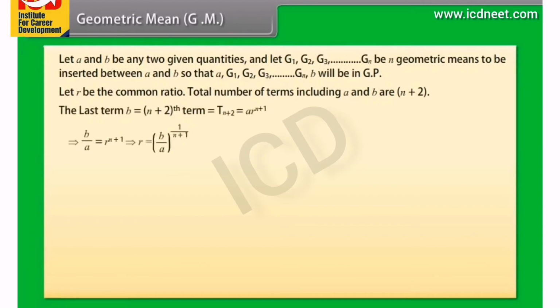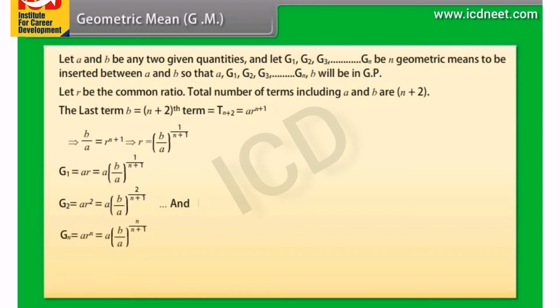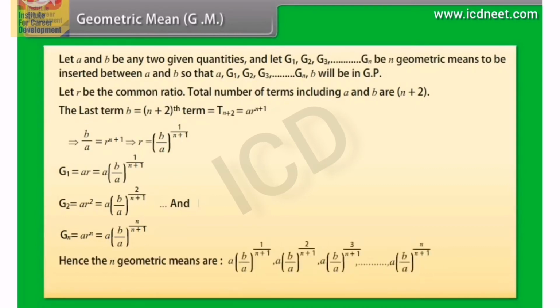The last term b is a into r raised to n plus 1. G1 is equal to a into r is equal to a into (b by a) raised to power 1 by n plus 1. G2 is equal to a into r square is equal to a into (b by a) raised to power 2 by n plus 1. And so on. And Gn is equal to a into r raised to the power n is equal to a into (b by a) raised to power n by n plus 1. Hence, the n geometric means are these. These can be inserted between a and b.